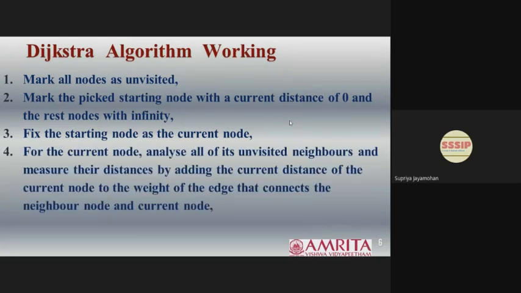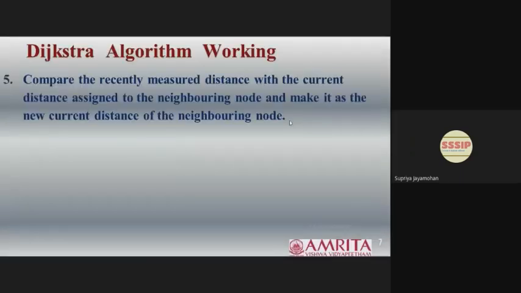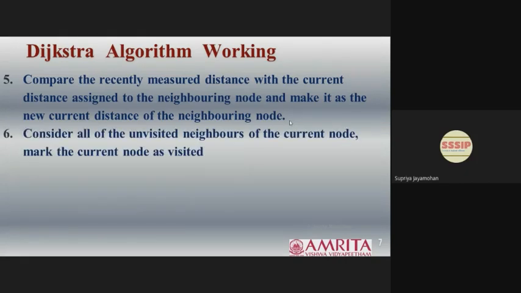How is this going to be done? For this current node, we will try to analyze all the nodes which are not visited and calculate the distance by considering their distance from the current node with the weight of the node, and keep on adding them to get the final solution. So we will be comparing the present distance which we have got to the distance which we have assigned to the node, and we will make this particular distance the new distance of the neighboring node.